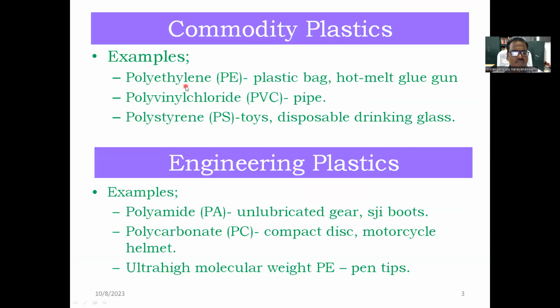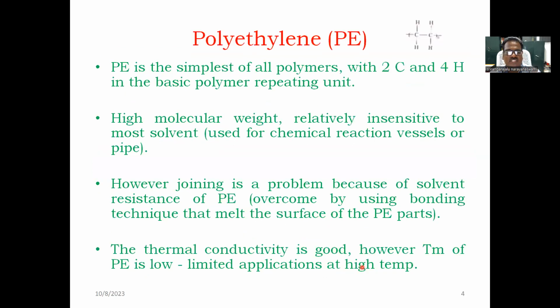Examples of commodity plastics: polyethylene, PE, used for plastic bags and hot melt glue guns; polyvinyl chloride, PVC, generally used for pipes; polystyrene, used for toys, disposable drinking glasses, etc. Engineering plastics, for example polyamide, used for unlubricated gears, and polycarbonate, PC, used for compact discs and motorcycle helmets. Ultra high molecular weight PE is used for pen tips, and many other things we can manufacture.